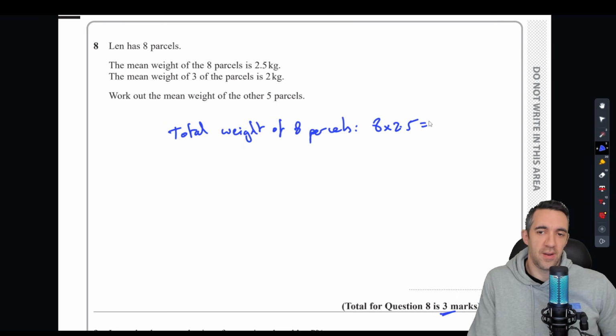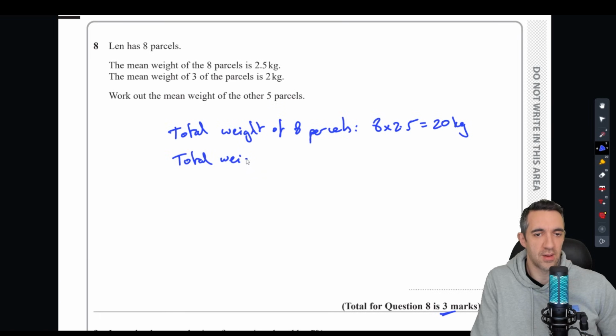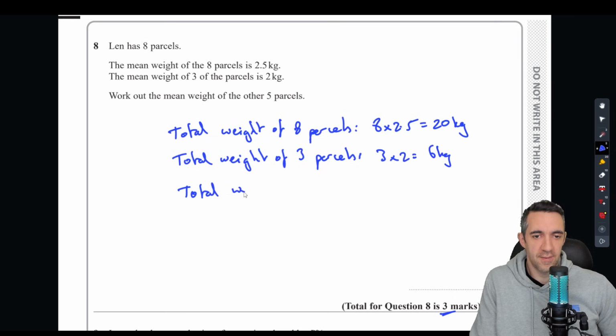So 8 times 2.5 gets me 20. So I've got 20 kilograms. That's my weight of 8 parcels, and the mean weight of 3 of them. So total weight of the 3 parcels is 3 times 2. That gives me 6 kilograms. So therefore, total weight of 5 parcels is 20 minus 6, so it gets me 14 kilograms. So that's my total weight.